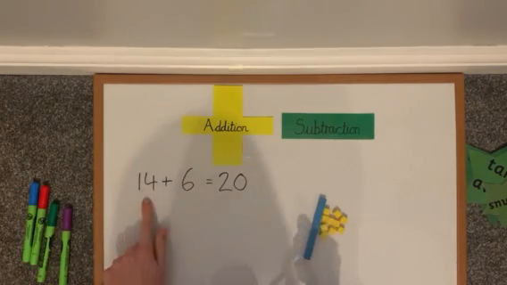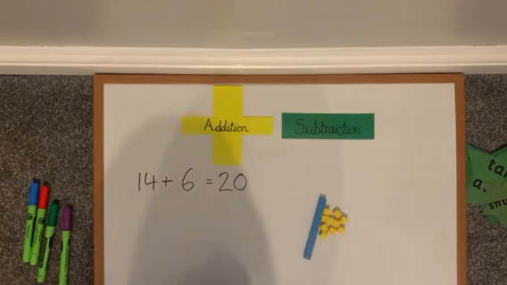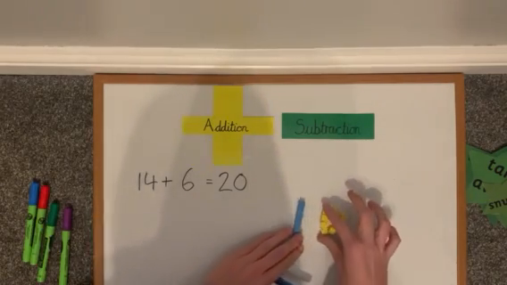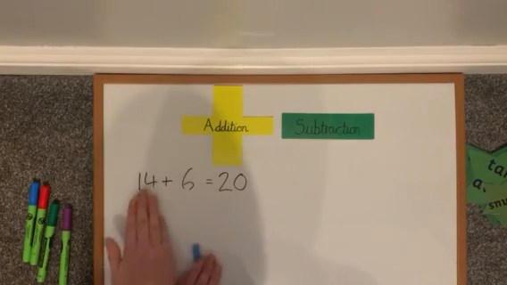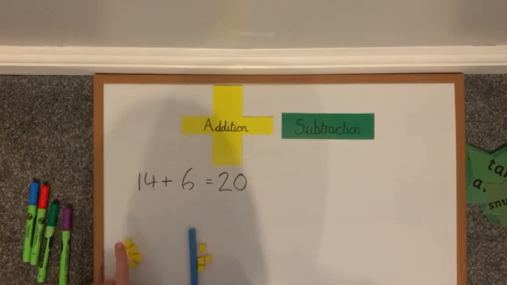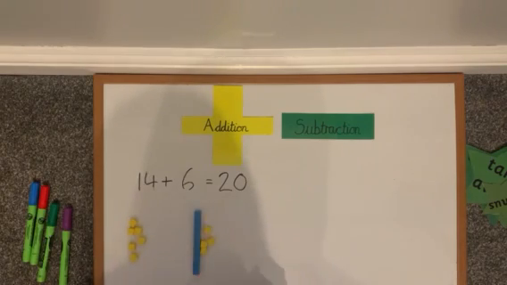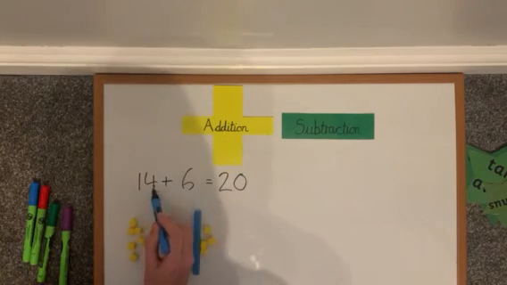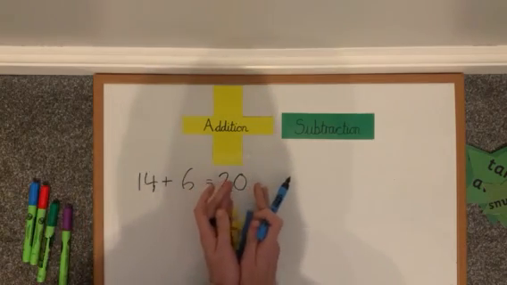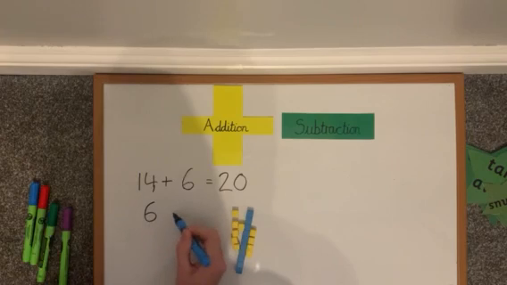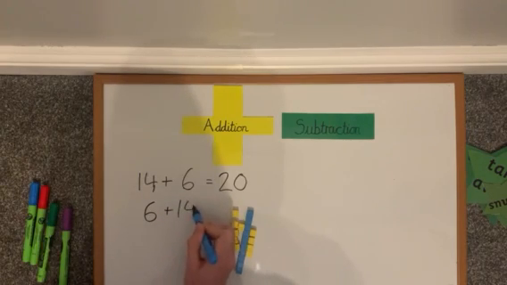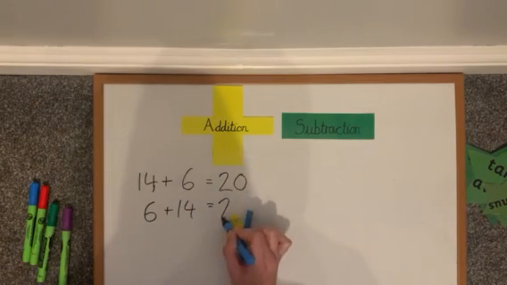Okay then, so instead of 14 plus 6, I could swap them over. There they are. I could swap them over and do 6 plus 14. It would still give me 20 when they all come together as the whole. So I can swap them over. 6 plus 14 equals 20.